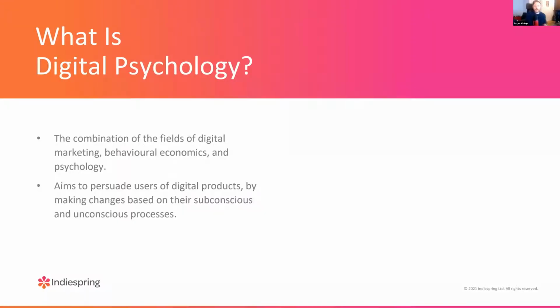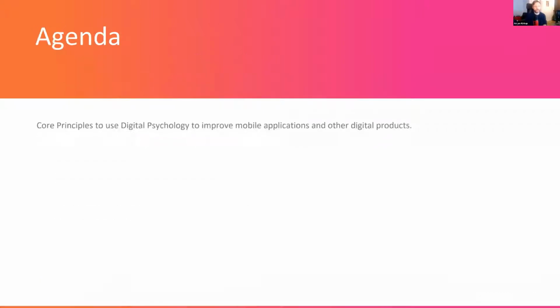A good place to start then is, what is digital psychology? Digital psychology is the combination of the fields of digital marketing, behavioral economics, and psychology. One of the core aims of professionals in the field is to persuade users of digital products by making changes based on an understanding of the subconscious and the unconscious processes involved in decision making. By examining online behaviors, we're able to give explanations as to why users do certain things and provide actions that you can take to both understand and influence them going forwards.